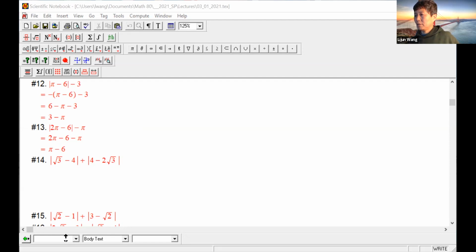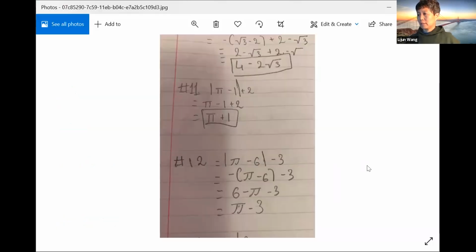All right, everybody. So let's look at this piece of work. Did you guys see it? Okay, so did you guys see this? So I'm gonna critique it. Pi minus 6 is negative, so therefore the absolute value of pi minus 6 is the opposite. This step is right. Minus 3 is good. And then you get 6 minus pi, distribute the negative sign, that's good, minus 3. And then you get pi minus 3.